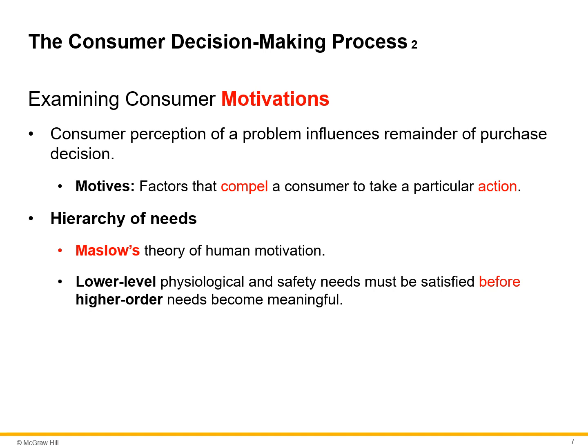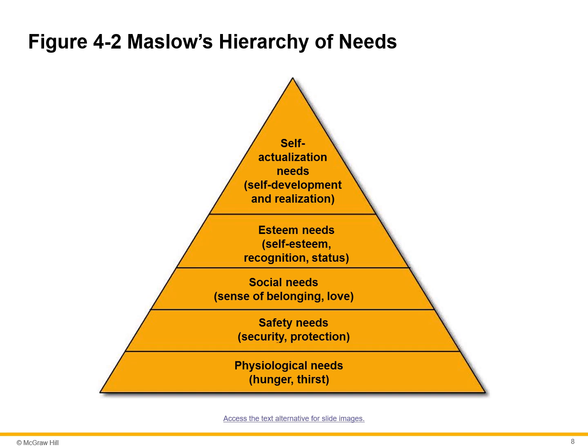Okay. Then what motivates us, right? There's a theory on that, the hierarchy of needs theory. It's Maslow's theory of human motivation. Professor Maslow came up with the theory of human motivation. Basically, he's saying that the low-level physiological and safety needs must be satisfied before higher-order needs become meaningful. In other words, we have to have our physiological and safety needs met, satisfied. Then we can pursue higher-order needs and wants. Okay, that's his theory, Maslow's hierarchy of needs.